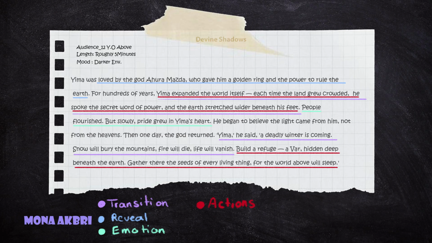Then one day the god returned. Yima, he said, a deadly winter is coming. Snow will bury the mountains. Fire will die. Life will vanish. Okay, I will draw this. This is, of course, actions and transition of actions, actually. So I will draw Yima and the city that is getting colder. At the same time, the mountains are full of snow and the fire is dying.